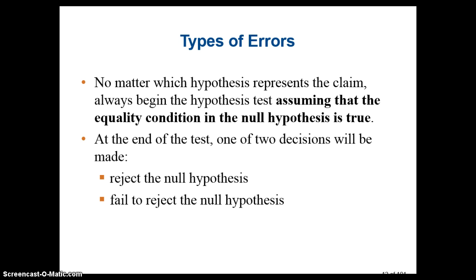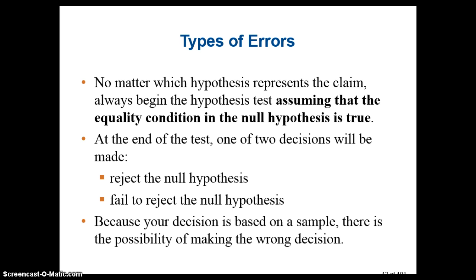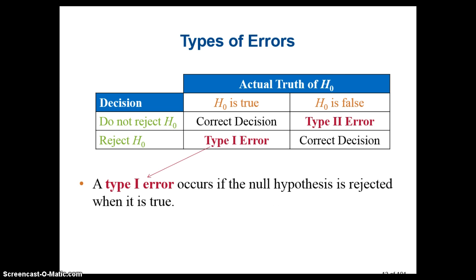At the end of every test that you do with hypothesis testing, you're going to make one of two decisions. You're either going to reject the null hypothesis, so reject the HO, or you're going to fail to reject the HO. And because the decision you make is based on a sample, there is a possibility of making the wrong decision. And this table can help you determine whether or not you've made a type 1 or a type 2 error.